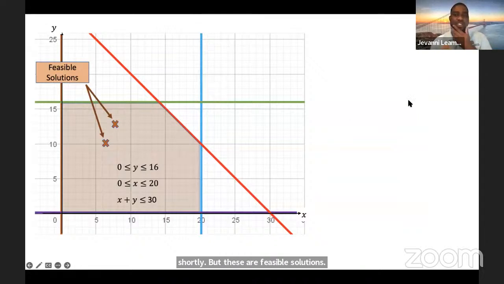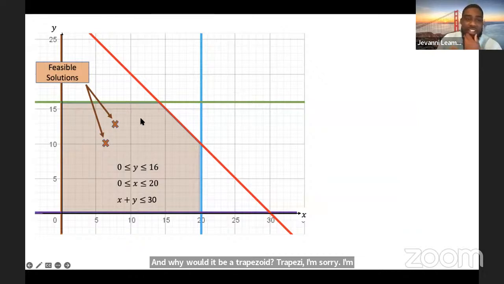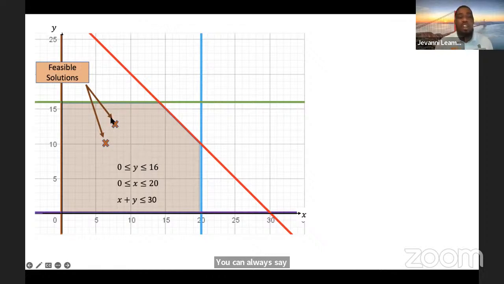And why would it be a trapezoid? Trapezium, sorry. Moya, how many sides does a trapezium have? Or how many vertices does a trapezium have? You can always say that. So these are some feasible solutions. So anywhere along in this polygon would be feasible. Josiah, you can go ahead.